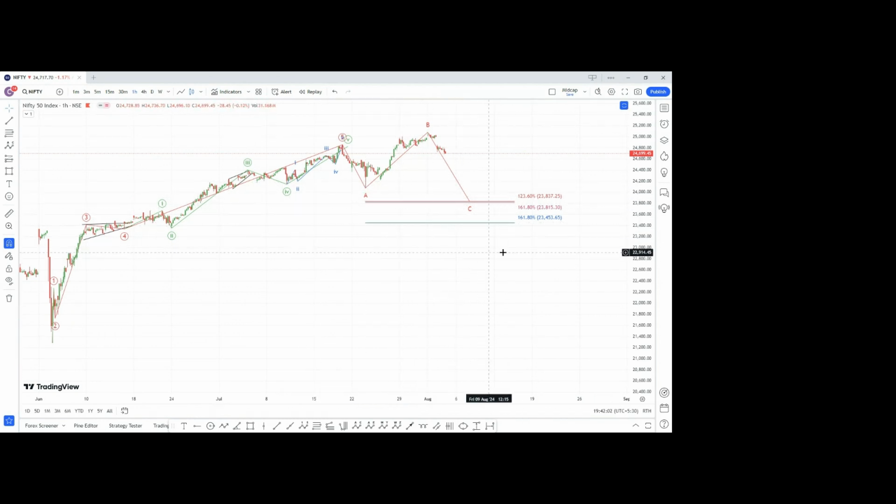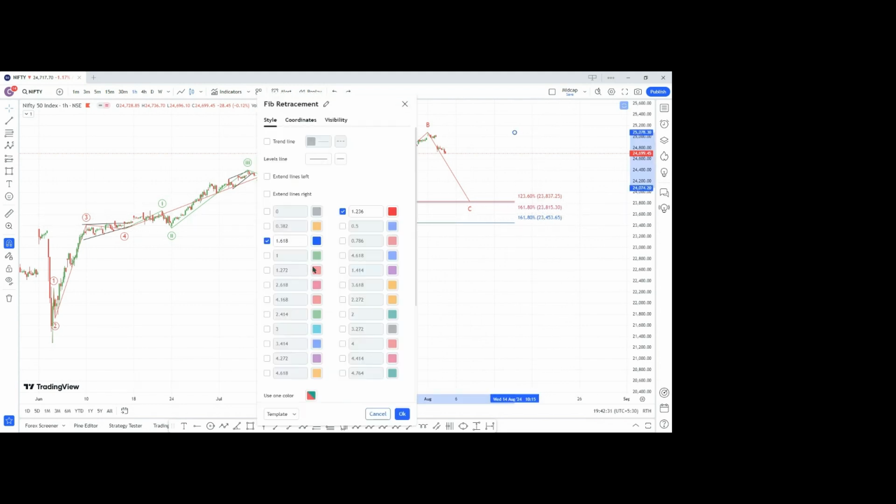But I'm considering that the correction is coming anyway. When we talk about the alternate view, we'll understand why we have kept the 23,800 zone as a support and also where the C wave should terminate. We'll also see why 23,450 is important. So as of now, looking with the initial view, I'm considering that our correction will end near the 23,800 zone.